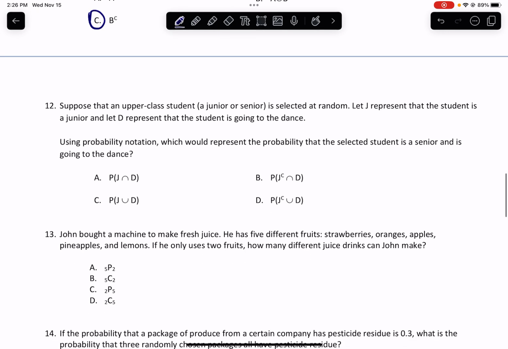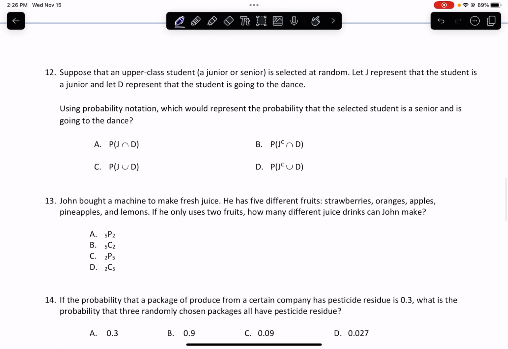12. Suppose an upperclassman, a junior or senior, is selected at random. J represents the student is a junior. D represents they're going to the dance. What's the probability notation that would represent the probability that a student is a senior and is going to the dance? Well, the probability of a senior is a junior complement, because it's the only other option. Intersect, because we want and going to the dance. So that is answer choice B.